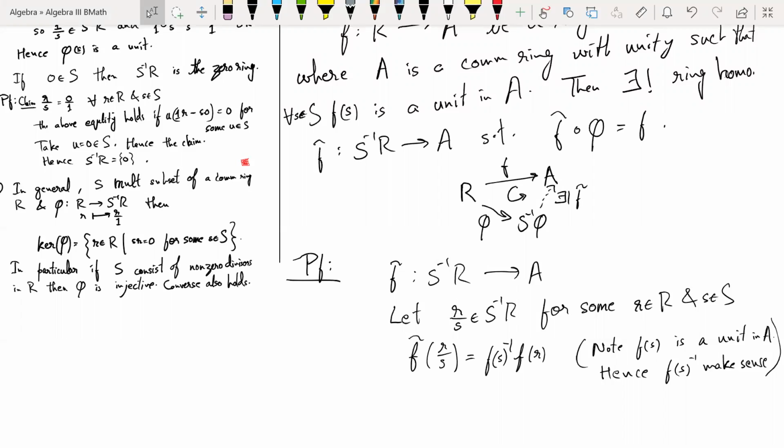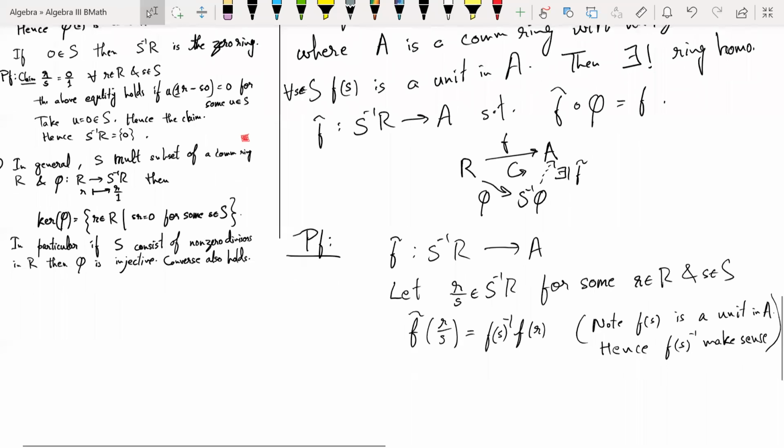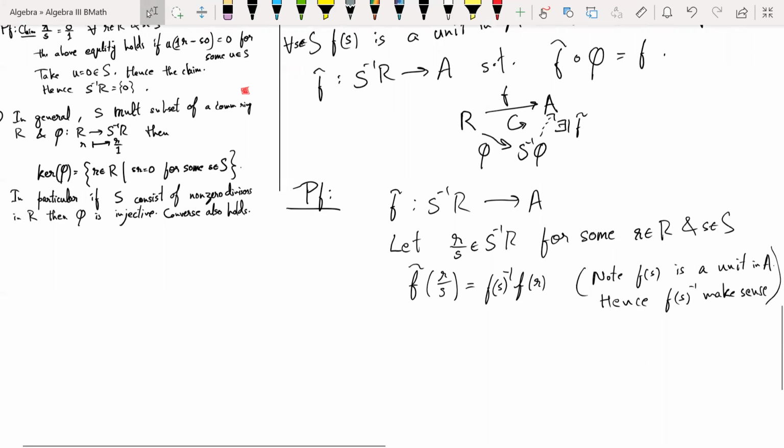Okay, sorry about that. So F tilde of R over S is Fs inverse times Fr. The point is we are defining it using representatives, so we will have to check that it's well defined, because if we take a different representative, we get the same thing. We have to check F tilde is well defined, and then the rest of the thing is straightforward. Even checking well defined is not difficult.